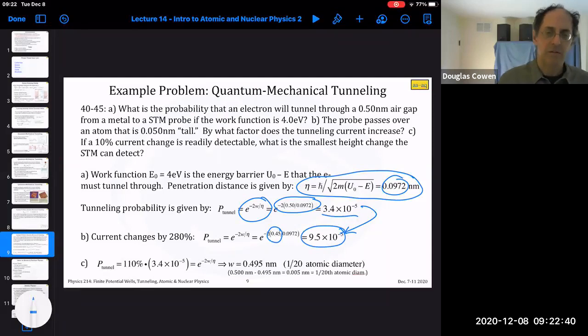So this is an exquisitely sensitive device to be able to have such a gigantic change in the current for such a tiny change in the distance between the probe tip and the sample. And we can further characterize that by saying, well, if you could measure a 10% difference in current, what distance change would that correspond to between the probe tip and the sample? And if you do that calculation, you see that an STM can resolve distances that are 1/20th of an atomic diameter, which is exceedingly small, obviously.